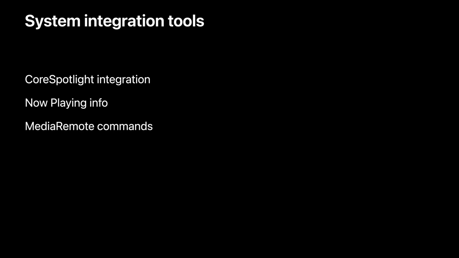This includes things like Core Spotlight integration to make your content searchable, Now Playing info so your content can appear in the system media UIs, media remote commands, allowing your app to respond to things like the play button being pressed on a keyboard or TV remote. We even provide the ability to integrate your media directly into the TV app, delivering your content to an even wider audience. In addition to making your apps feel native, it's important to provide all the features that people love.